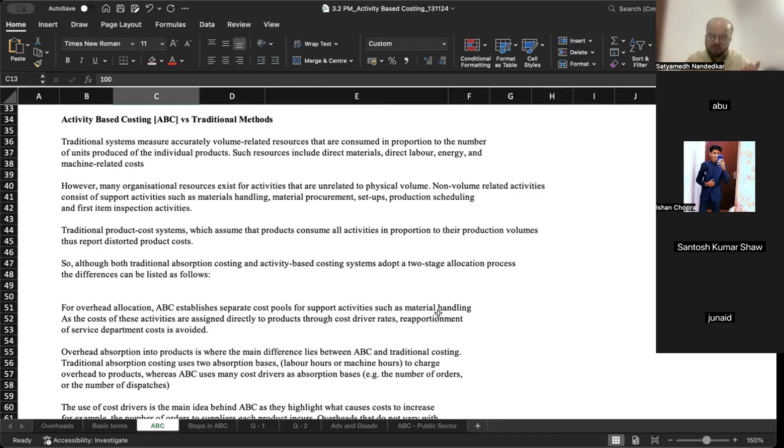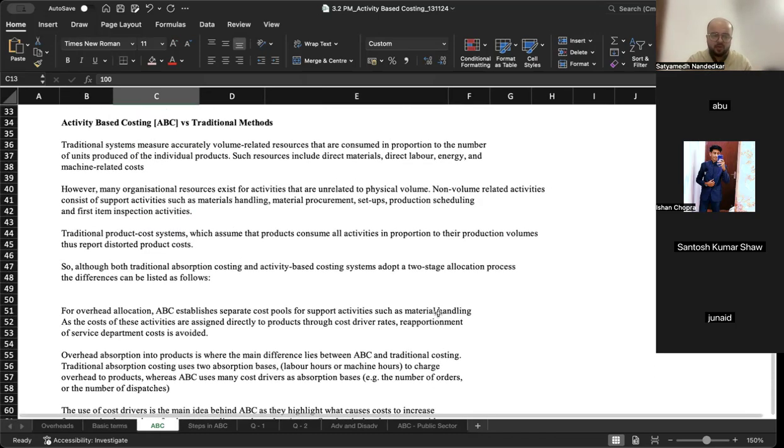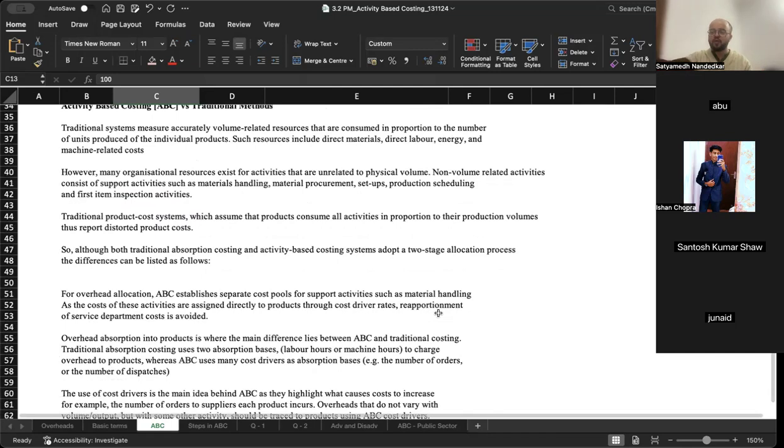Okay, so just have a look at the points. We have discussed all of these points right now. I just want you to read these ones before we move on to the next discussion.